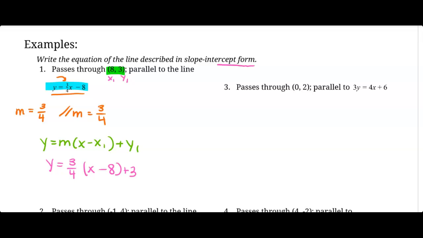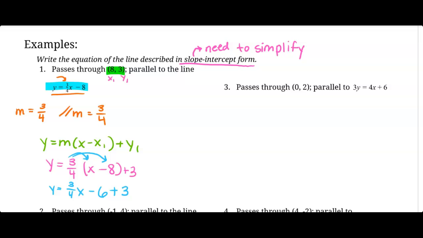Since they said they want it in slope-intercept form, that means we need to simplify. So I'm going to go ahead and distribute my 3/4 into my equation. So that's going to give me y equals 3/4 x. And then 3 times 8 is 24, divided by 4 is 6. That's -6 plus 3.